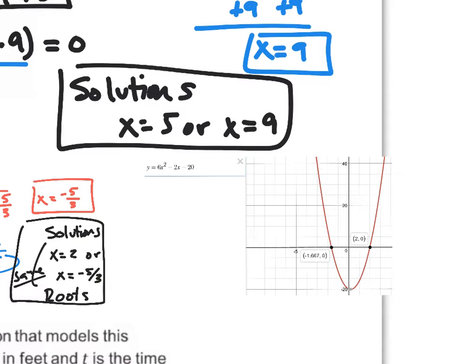These are my solutions. This is what I'm looking for. And we got x equals 2. Notice that the x value that the graph crosses at is 2. For -5/3, if you take -5 and divide it by 3 in decimal form, you're going to get -1.6 repeating, which is right here. So there is a way to do this on the calculator. However, you do need to do it by hand as well.